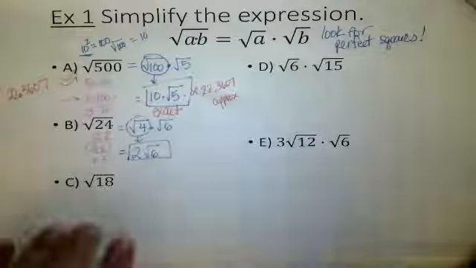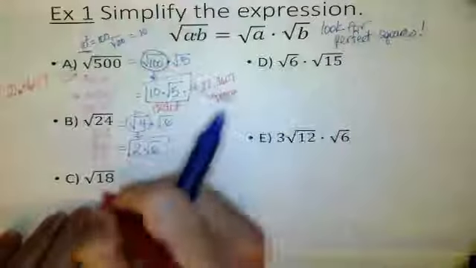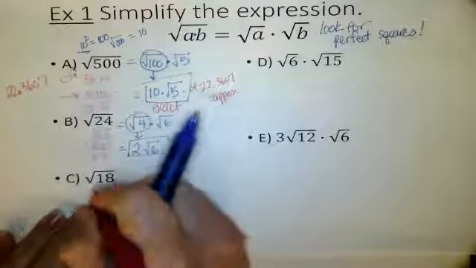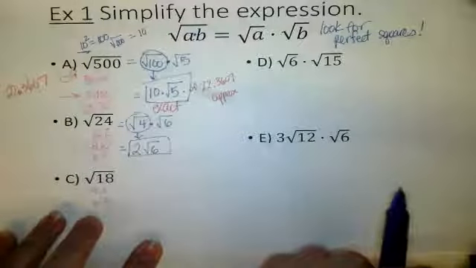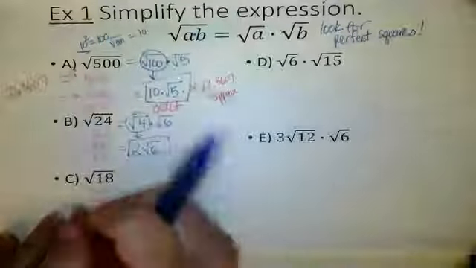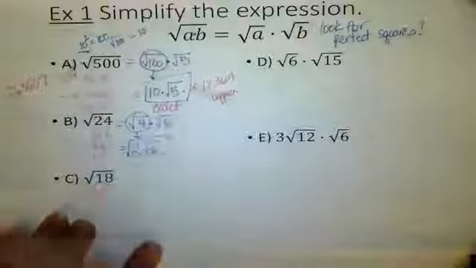All right, square root of 18. What are some factors of 18? 9 times 2, 6 times 3, 18 times 1. What are we going to use? 9 times 2. Again, 9 is a perfect square.